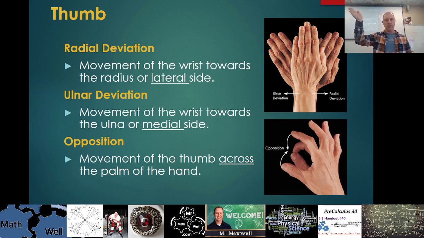All right, both deviations when you wave. Movement of the wrist towards the ulna or medial side, ulnar deviation. Opposition, movement of the thumb across the palm of the hand.